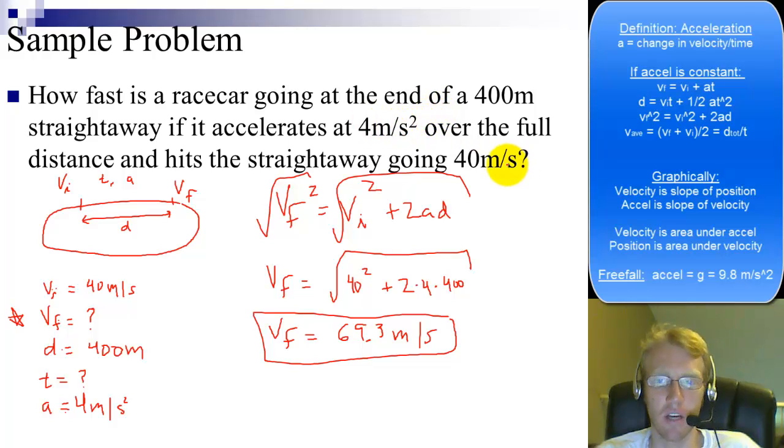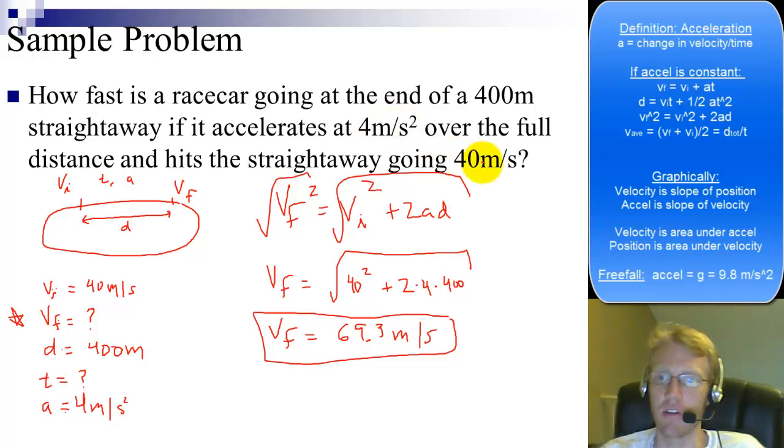The car's traveling at 40 meters per second for 400 meters, so that would take around 10 seconds, but it's going to take less than 10 seconds because the car's speeding up as it goes. So if it took the full 10 seconds at an acceleration of 4 meters per second squared, it would have increased by 40 meters per second up to a final speed of 80. But because it was speeding up as it went, it's going to be less than 80, and again, 69.3 is less than 80. So the answer seems reasonable given all this other information and constraints that we have. All right.